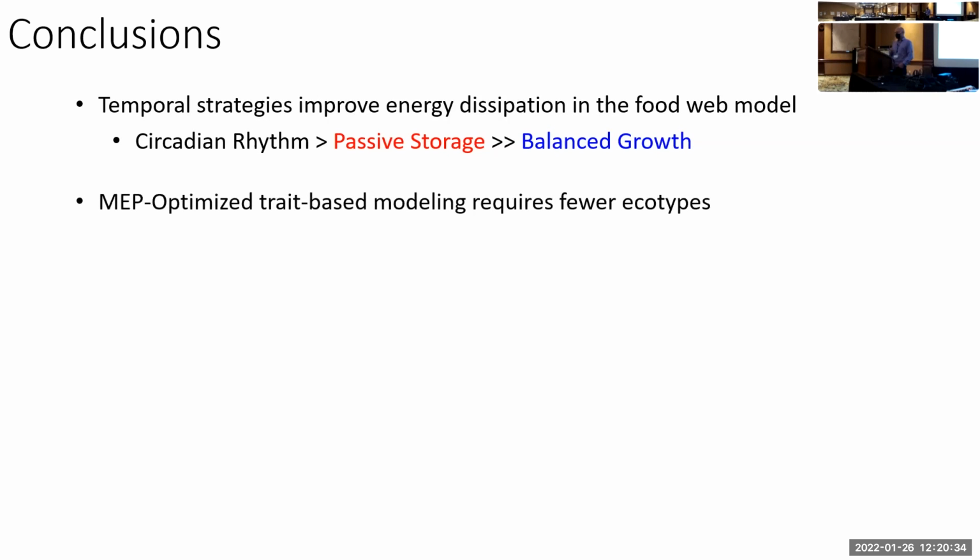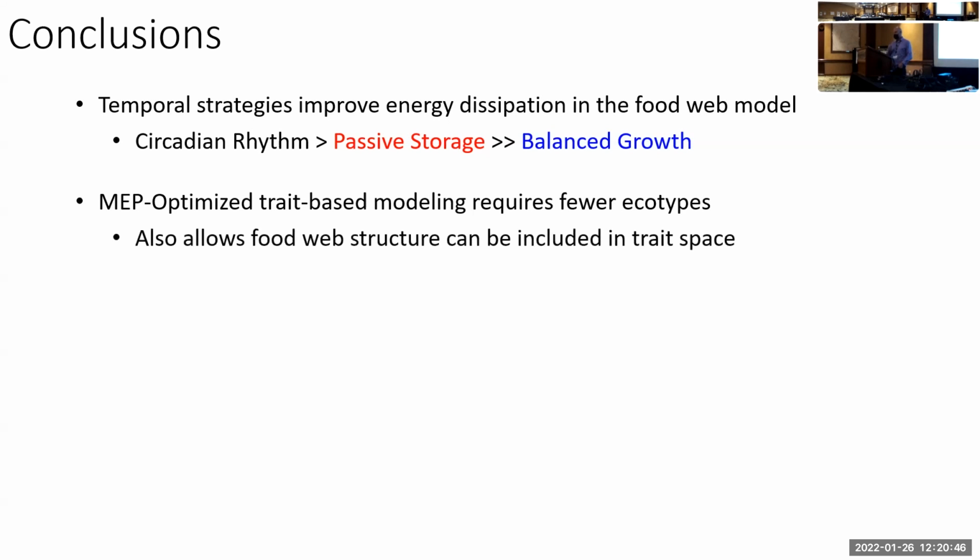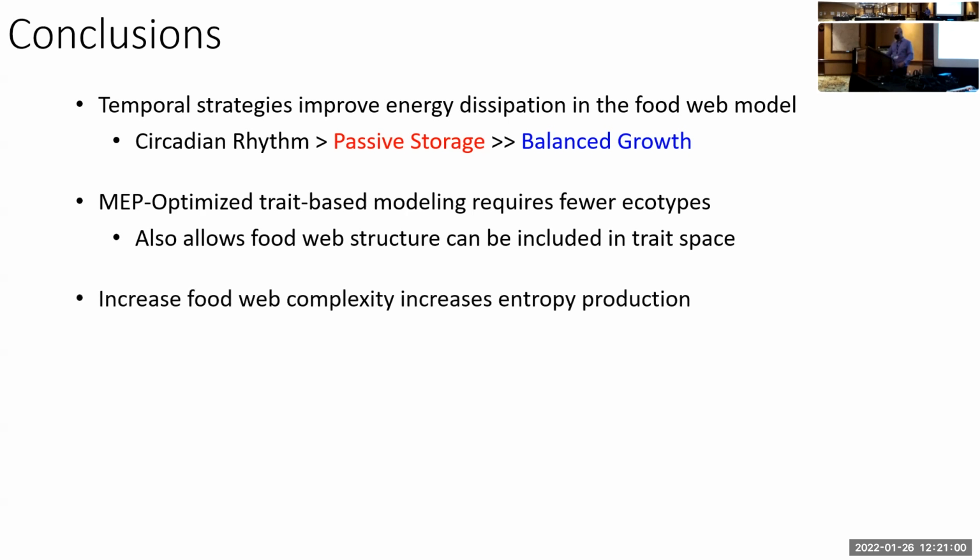The MEP optimization requires fewer ecological instances or ecotypes of each of the functional groups because you're using optimization to replace that. And more importantly, it allows you to have now a food web structure that can be dynamically changed or even statically changed so that the system dissipates more energy depending on that food web structure.